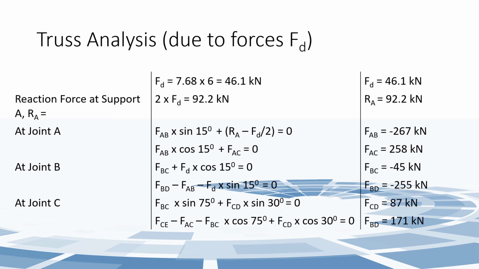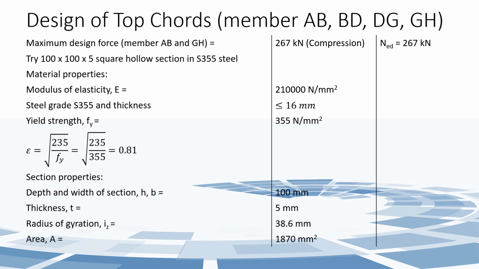Okay, we'll just go through the video link I provided to help you understand how to determine the forces in each member at joints A, B, and C. In order to design the top chord, which is members AB, BD, DG, and GH, we compare all these members. We see the maximum design force at members AB and GH is equal to 267 kN. There is no negative sign here, but we write it down as compression. The NEd we already calculated is equal to 267 kN.